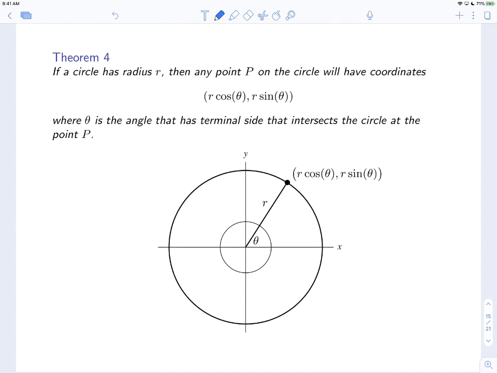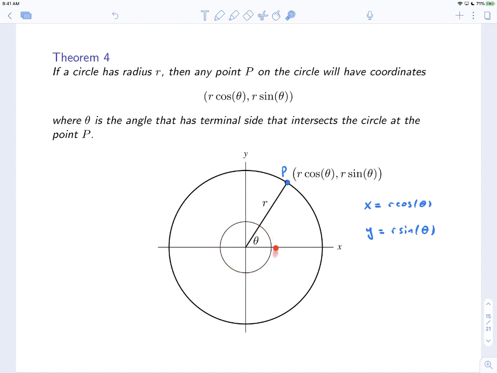Here's another property. Theorem 4. If a circle has radius r, then any point P on the circle will have coordinates r cosine of theta and r sine of theta, where theta is the angle that has terminal side that intersects the circle at the point P. So this point right here is what we were calling the point P. And it has x-coordinate r times cosine theta, x equals r cosine of theta, and y is equal to r sine of theta, where the radius of this circle is r.